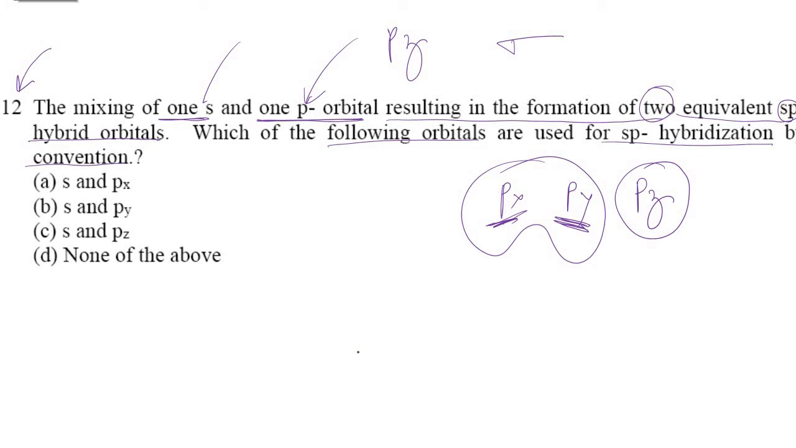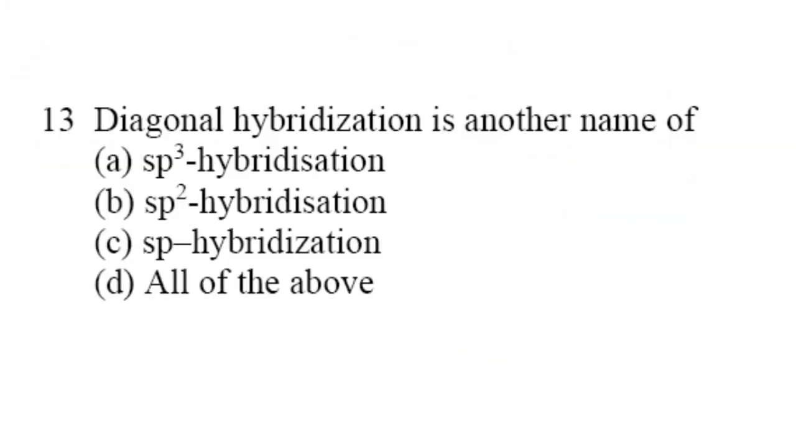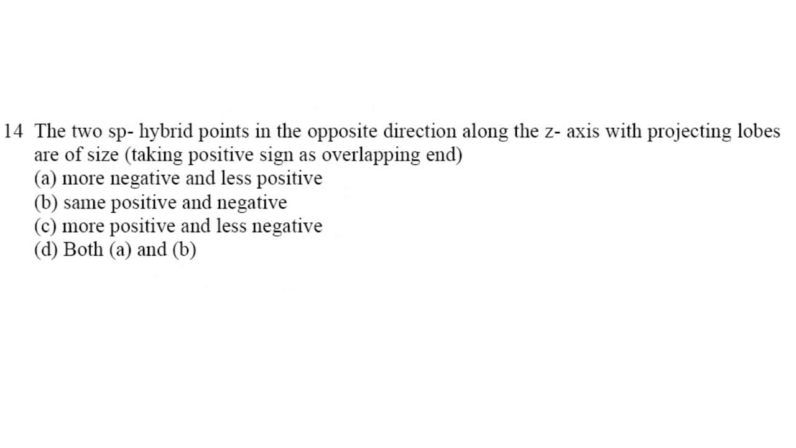And now we can move to the next question. The next question is the 13th one. Diagonal hybridization is another name of. It is a typical memory based question. The option is what? Option C, that is sp hybridization, which is nothing but linear. The linear type of hybridization is called diagonal hybridization.